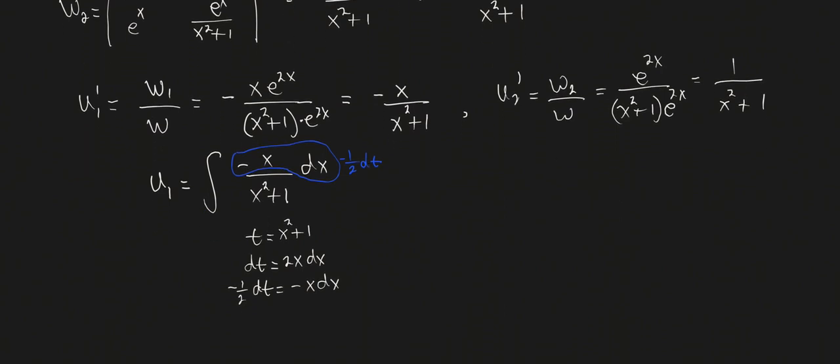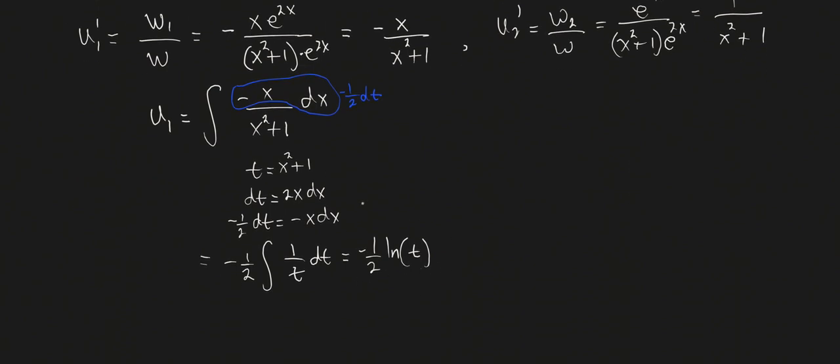So what does it look like with that substitution? I'll take out the negative 1/2, and then I have the integral of basically just 1 over t dt. So that's our natural log. I'll write this as negative 1/2 the natural log of t. Again, I won't worry about the plus c.